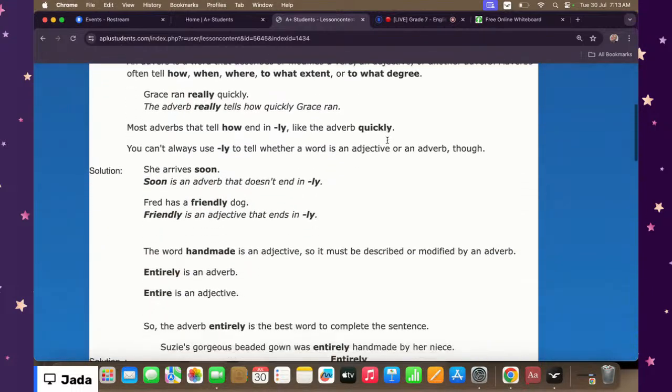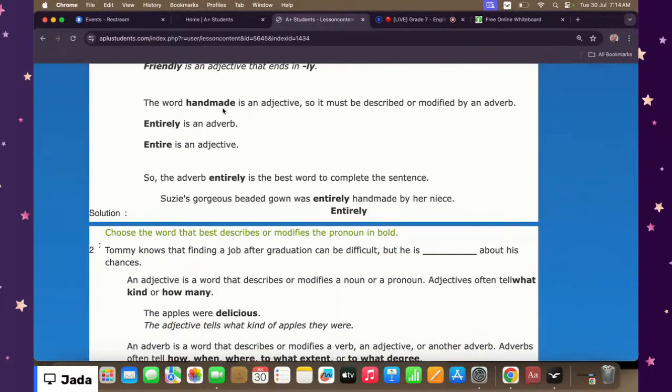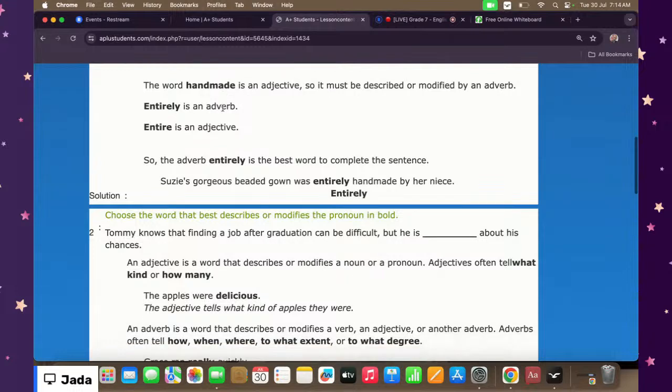So this is the example, the explanation we have. The word handmade is an adjective, so it must be modified by an adverb. So entirely is the best word to complete the sentence. Okay? So you have to make sure that you look at the best word that completes. Don't just say, "Oh, this one is ly, it's an adverb," and that's the answer. You have to be very careful. Remember that an adverb modifies a verb, an adjective, a noun or pronoun.